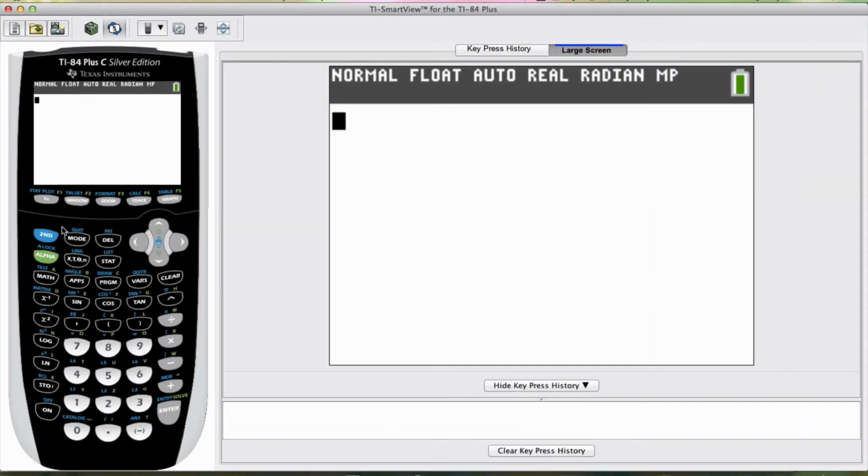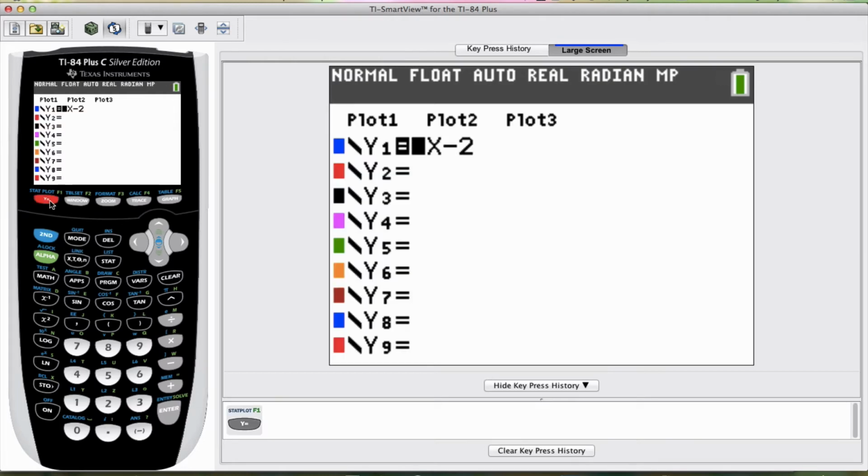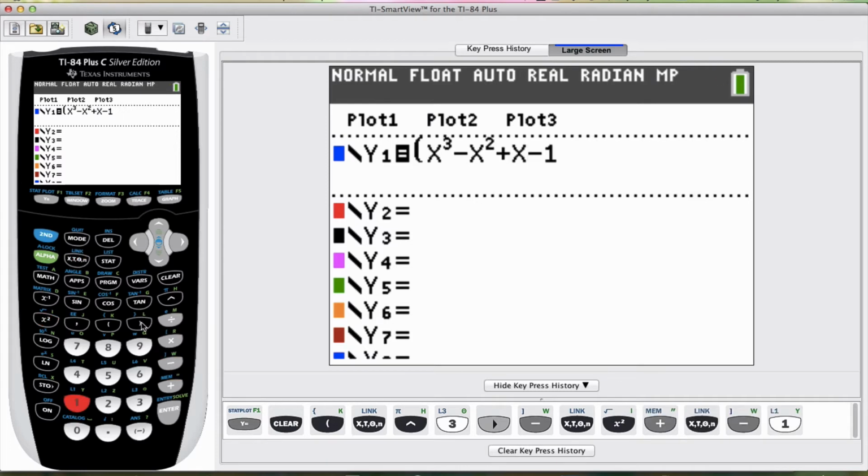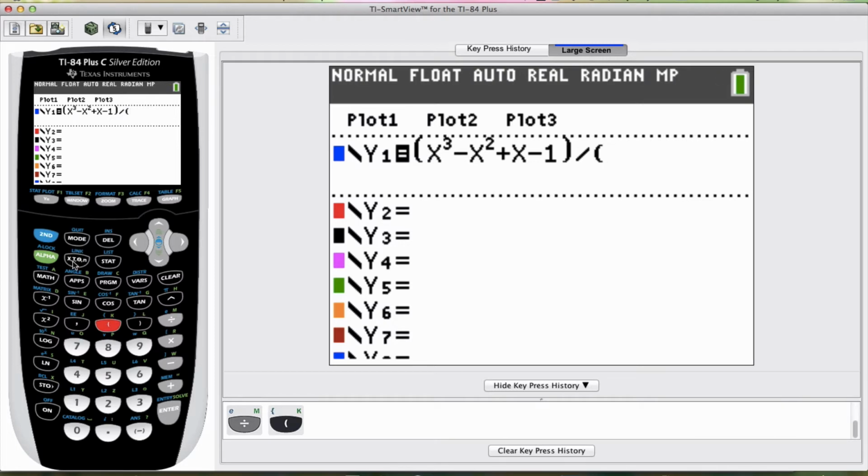In order to go ahead and use our table, I'm going to press y equals and clear out our previous problem. And I'm going to go ahead and type in parentheses, okay, x cubed minus x squared plus x minus 1 divided by, then in parentheses, x minus 1. Okay, so looking at this, I just want to stress to us that we need to use parentheses around the numerator and around the denominator.